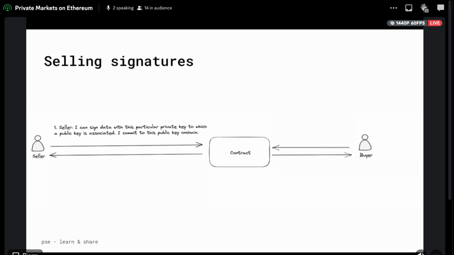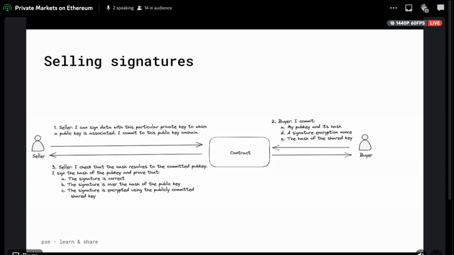And let's say that there is a buyer that is interested. He wants maybe his message to be signed by this public key, maybe to access some service. And so he does the same thing again. He is posting his public key, he is posting some data related to the signature algorithm, and he is also posting the hash of the shared key again. The seller comes, checks that the hash resolves to some committed public key, and signs the hash of the public key in that setup, and is just proving in that case that the signature he has done is correct, and that the data related to the signature is also encrypted correctly, so that when the buyer comes back, he can decrypt the signature and use it anywhere he wants.